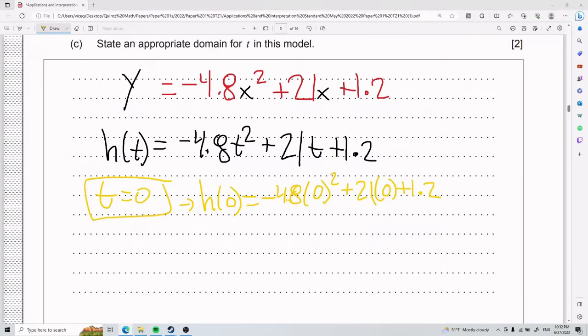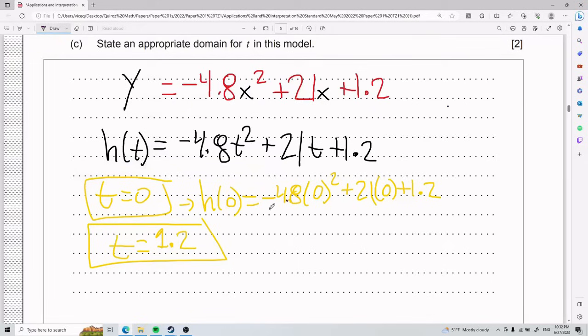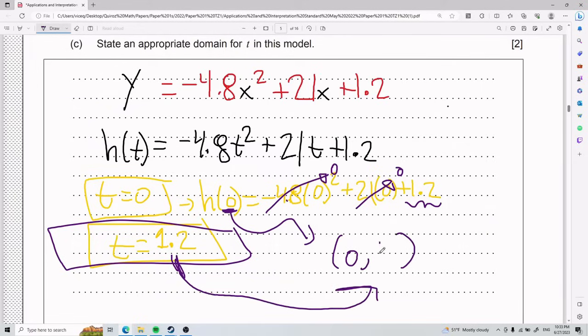We do all of this in our calculator. You end up with 1.2. Why does this happen? Well, negative 4.8 times 0 goes away to 0. Anything times 0 is 0. 21 times 0 goes away to 0. We end up with just this guy. So the height is 1.2. Now, what set of points is it? Since I plugged in 0 here, I have 0 comma something. What I got over here, 0 comma 1.2.